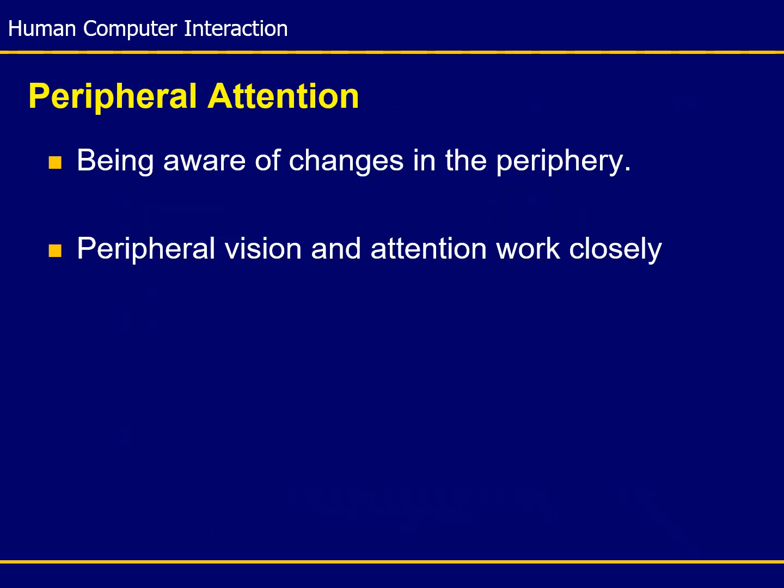Now we come to the topic of peripheral attention, which is being aware of changes in the periphery. And we have mentioned this before when I talked about vision. We have an ability to see changes in our periphery because of the existence of the rods. Consequently, we are aware of our environment at the periphery, and user interfaces have tried to make use of this fact to communicate information to the user.